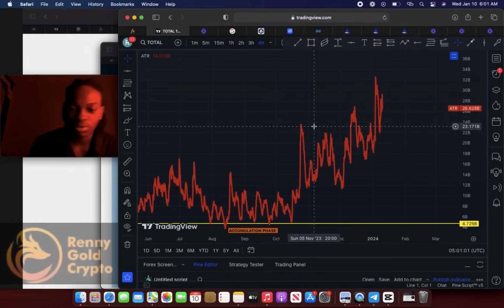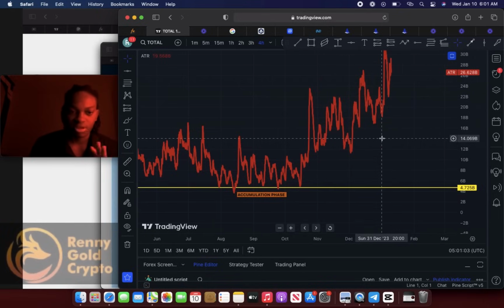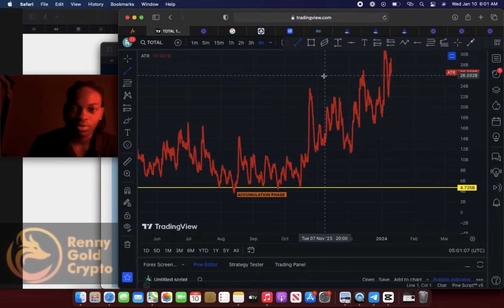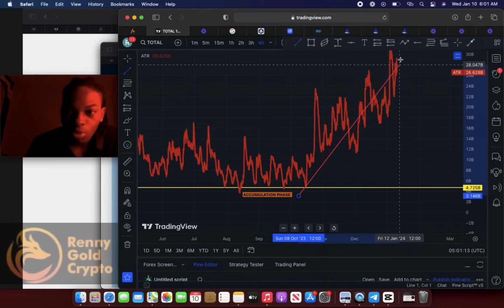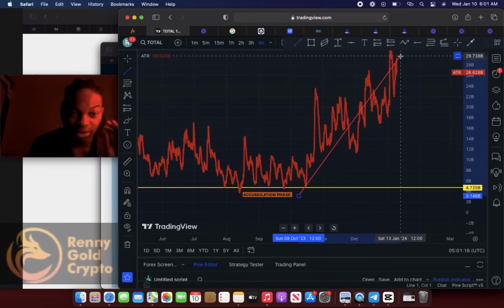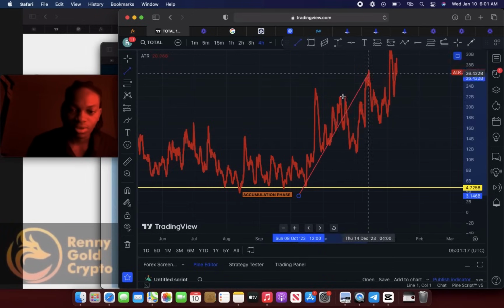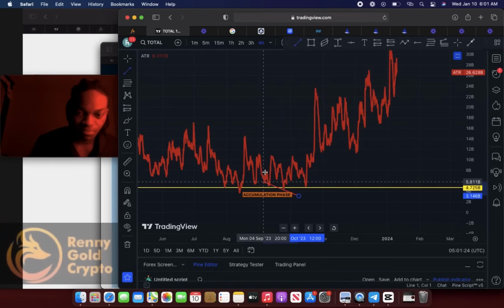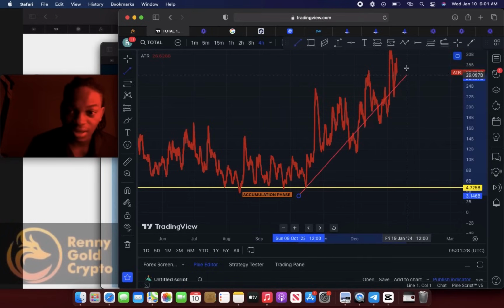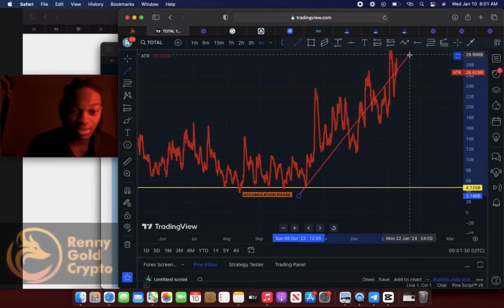Now, since you've been able to see the accumulation phase, why is that the accumulation phase? Let me show you guys. Remember I said in the other video that when the ATR is up right there, it means high volatility. And when the ATR is lower, down to this base, that is low volatility.